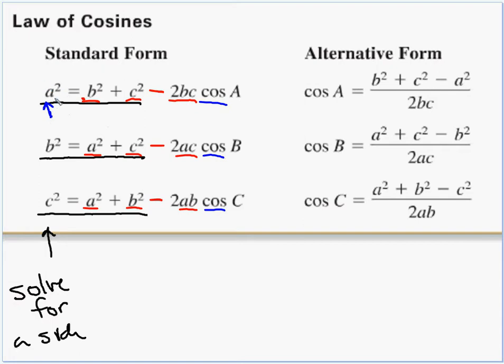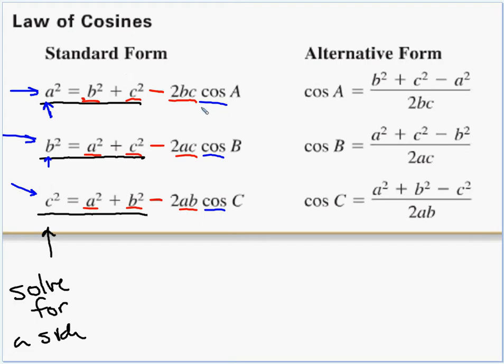In this standard form, this is side a, that length squared. Over here, we'll have cos of angle A. This is side b squared, and this will be cos of B. Side c squared, cos of C. So depending on if you want to solve for side a or side b or c of a triangle, you would use these different standard forms of the law of cosines.